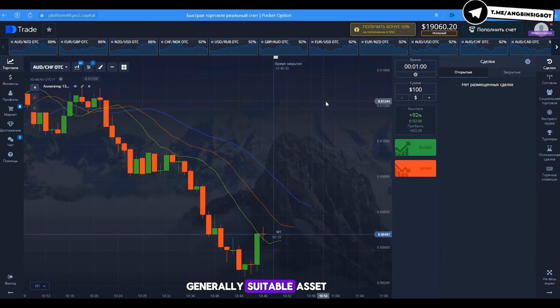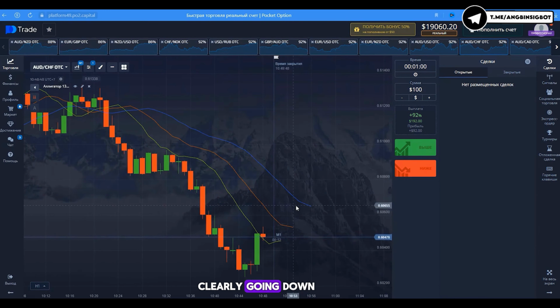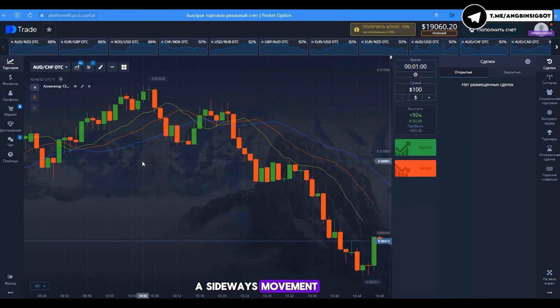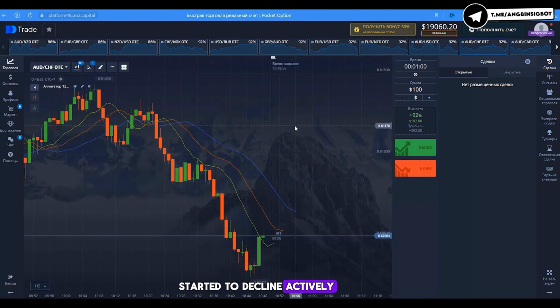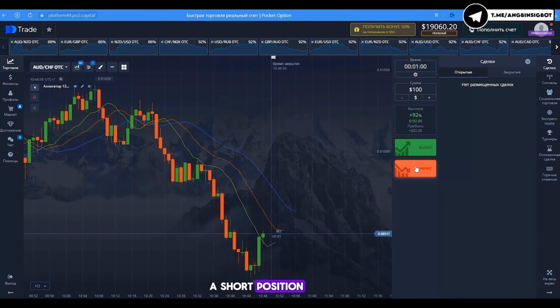Here we have a generally suitable asset. The indicator lines are clearly going down, indicating a strong downward trend. There was one pullback in the form of a sideways movement, but then the price started to decline actively. Now, with this kind of impulse candle, it has approached one of the lines, so I will enter a short position.